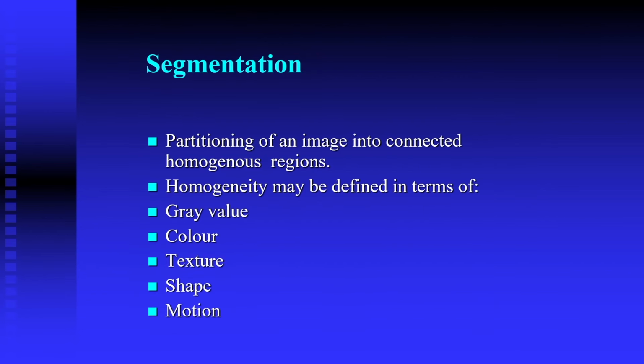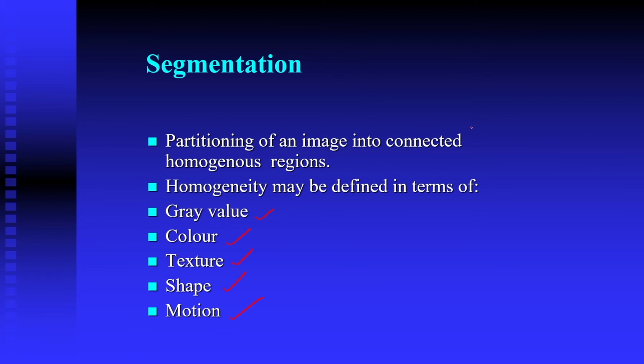And the segmentation is the partitioning of an image into connected homogeneous regions. This homogeneity may be defined in terms of the gray value, color value, texture value, shape information, and the motion information. So based on these values, I can define the homogeneity. So again I am going to discuss the segmentation principle.